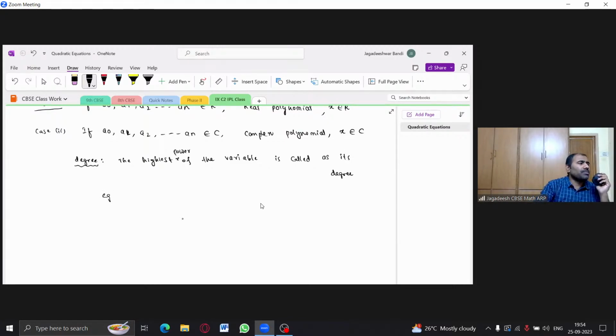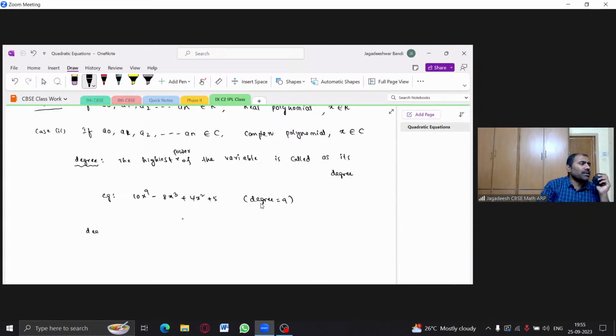Fine. So for example, if you take 10x power 9 minus 8x cubed plus 4x square plus 5. Here the highest power of the variable x is 9. So no doubt its degree is 9. Like that a polynomial can have nth degree, any power as its degree. Okay, fine. So now let us talk about some cases.